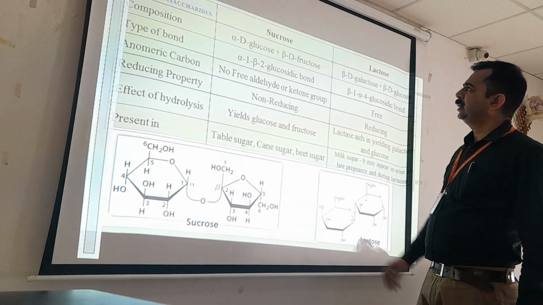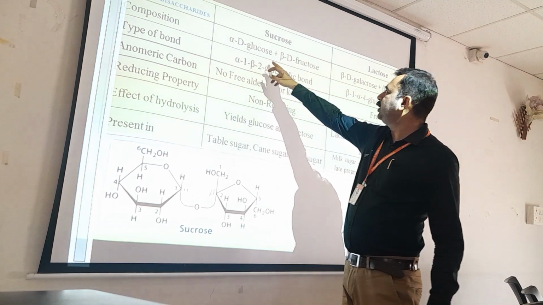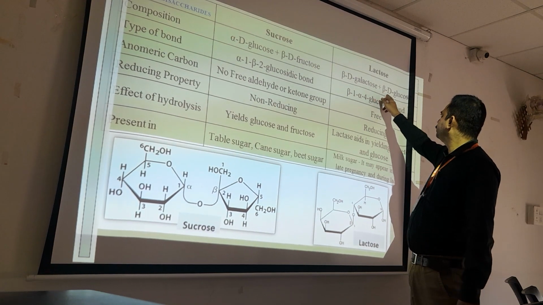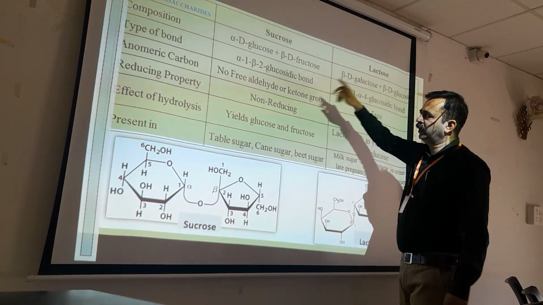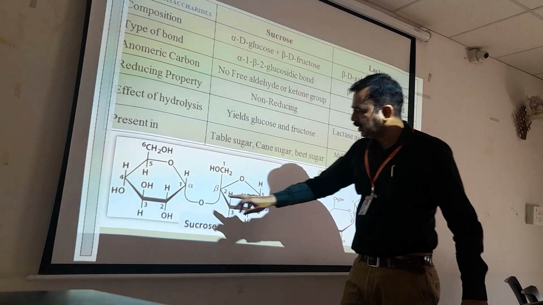Sucrose. Now this is a heterosaccharide. There were monosaccharides; this is a heterosaccharide: alpha-D-glucose plus beta-D-fructose. And lactose: beta-D-galactose plus beta-D-glucose. Type of linkages: alpha-1, beta-2 glycosidic linkage.